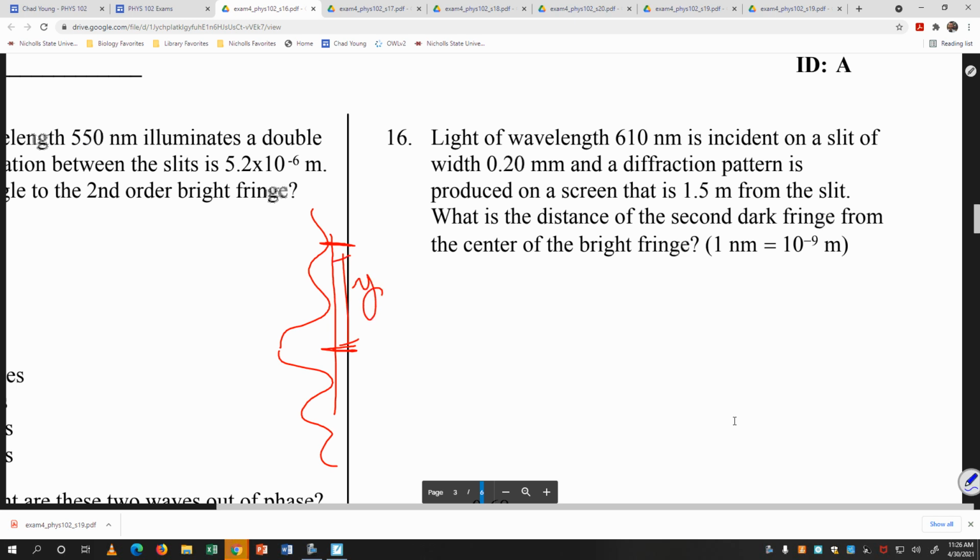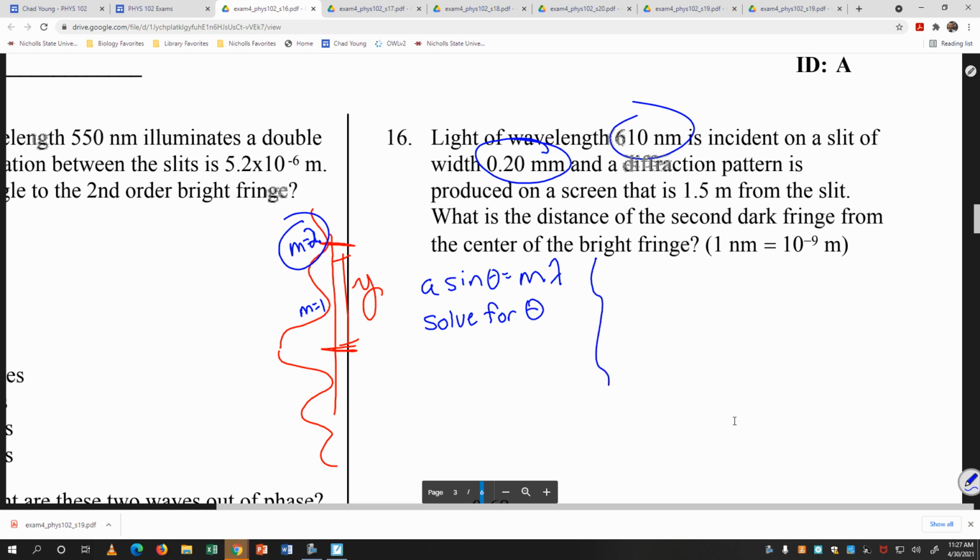This order number right here is m equal 2. This is m equal 1. Remember, a single slit, there is no 0th order. I count the dark spots. And so I do this similar to what I did before, where I do a sine theta equals m lambda. I have lambda here, I have a here, and I know the order number here, so I can solve this for theta.